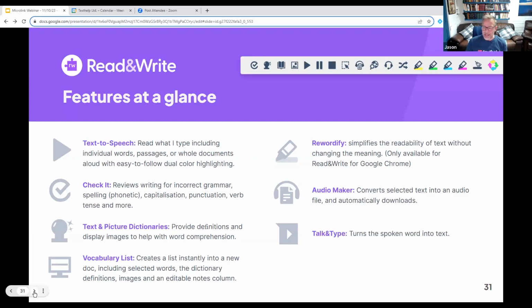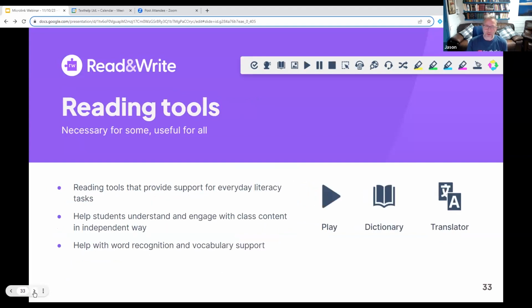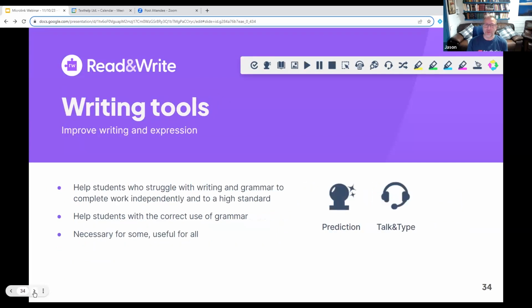So we're helping those struggling learners keep up to speed with the rest of their class. If we look at those features as a whole, they're not just about accessibility. We have the accessibility tools in there, we have Audio Maker, we have Screen Masking, we have Screenshot Reader, but we also have those reading tools to help all learners. We have writing tools to help learners improve their writing and their expression. Sometimes the information is in their head, but they just can't get it down on a page. So being able to put a set of headphones on and just talk and the computer types it all up for you, you're given those multiple modes of input, helping those learners engage in a different way.